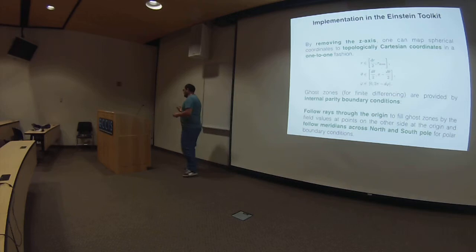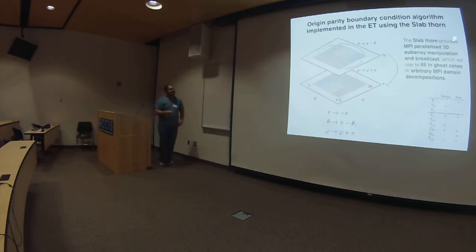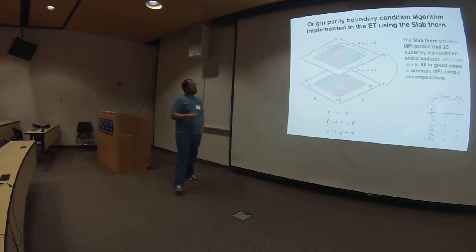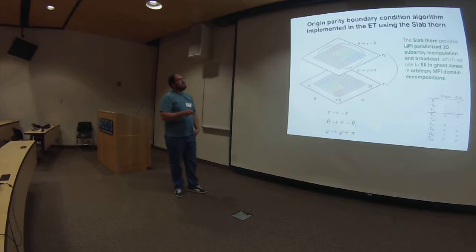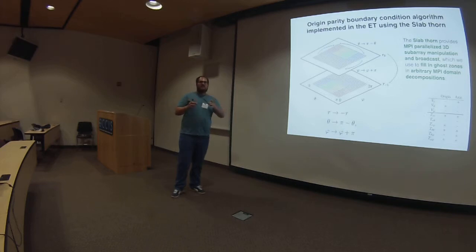And again apply appropriate parity solutions. We did that. Here's a schematic drawing of what that actually looks like. So we used the Slab thorn, which provides you with MPI parallelized 3D subarray manipulation and broadcast. And we basically take live points in the grid, transform the slabs, and broadcast them into the ghost zones, and then you need to multiply vector and tensor components with appropriate parities.